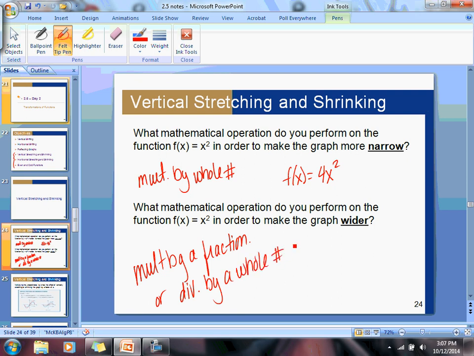Most of the time that's going to be written as multiplying by a fraction. So you might have f of x equals 1/4 x squared, or you might also see x squared over 4, but most of the time you're going to have the fraction out front.